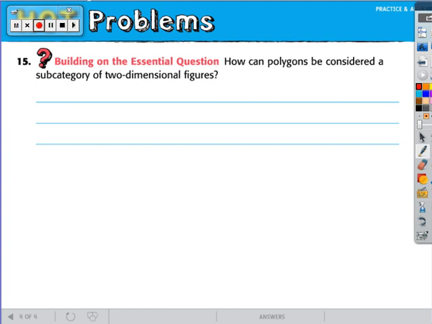Number 15 also, it says, how can polygons be considered a subcategory of two-dimensional figures? This is what I'll tell you about that.